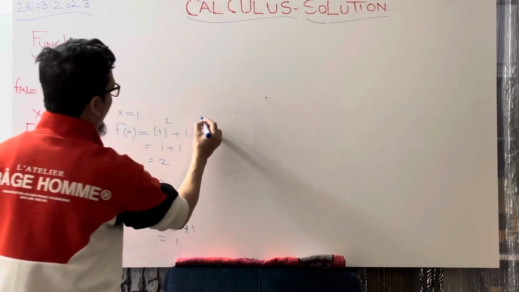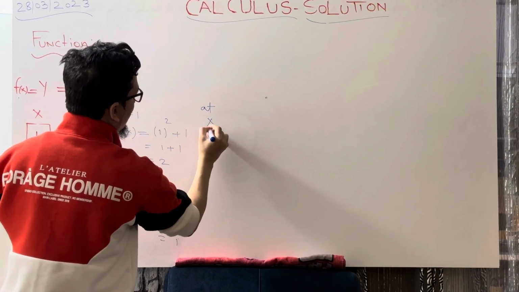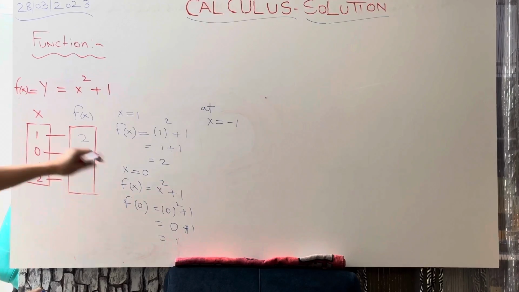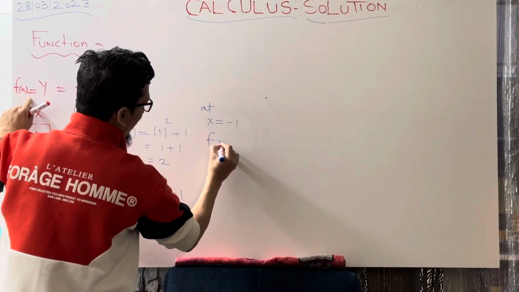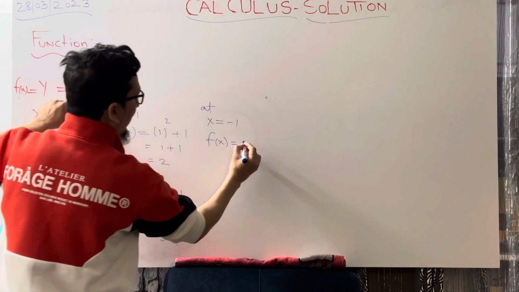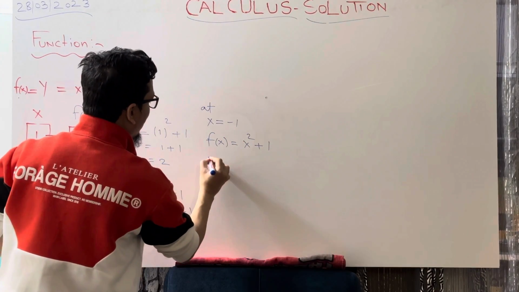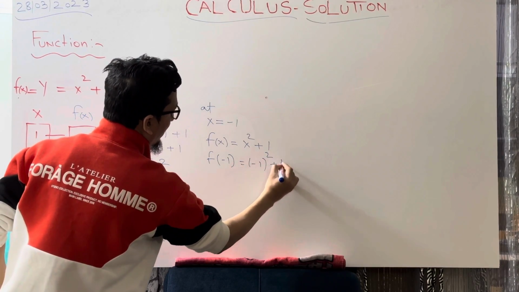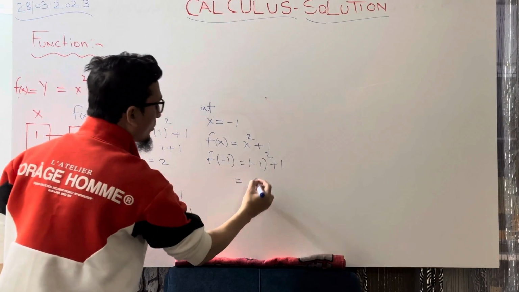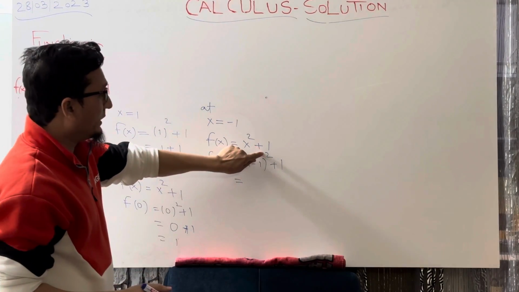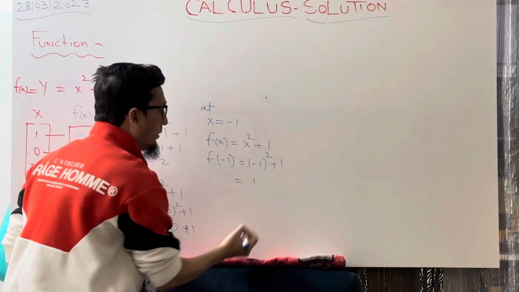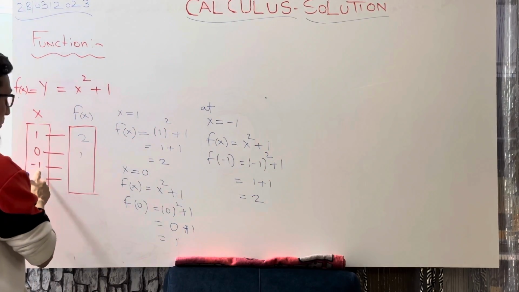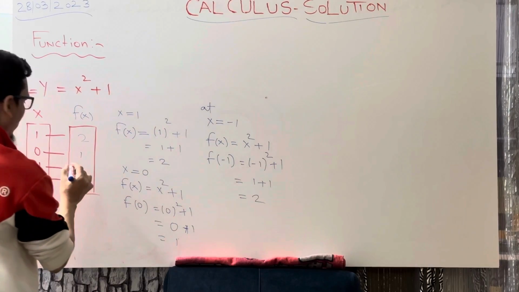Next, if x is equal to minus 1, again you have f(x), which is equal to x square plus 1. So this is f, and what is the value of x? Minus 1. So just put minus 1 whole square. If you have an even power, the answer is always the positive one. So 1 plus 1, you can say this is 2. So when x is equal to minus 1, the function value is 2.